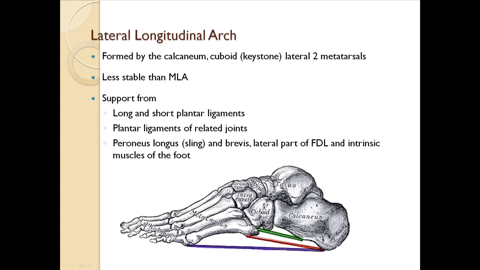Again, support is offered from both the short plantar ligament again here and the long plantar ligament, as well as the lateral portion of the plantar aponeurosis. Peroneus longus that comes through in the small groove on the underside of cuboid, and peroneus brevis that comes down and attaches onto the styloid process on the base of the 5th metatarsal, become important dynamic structures for the lateral longitudinal arch, as well as flexor digitorum longus and some of the smaller intrinsic muscles of the foot.